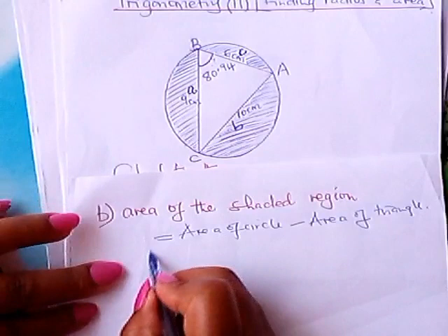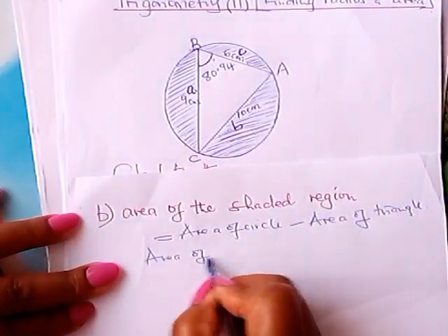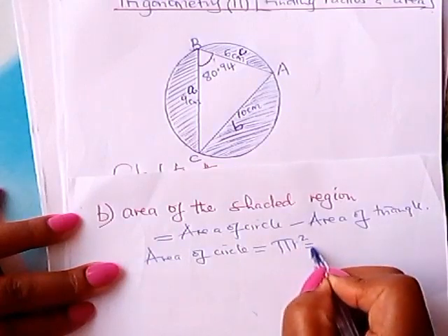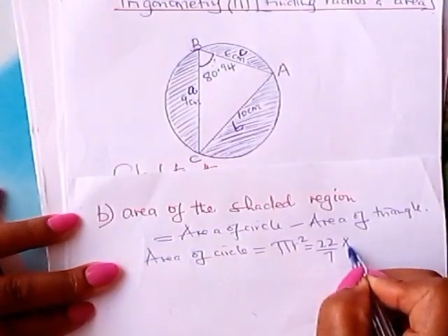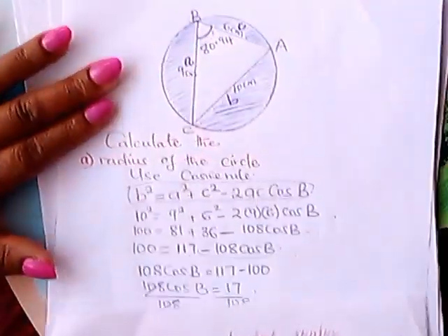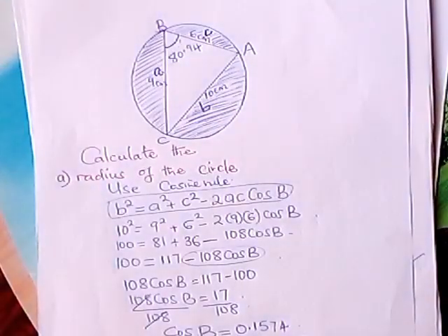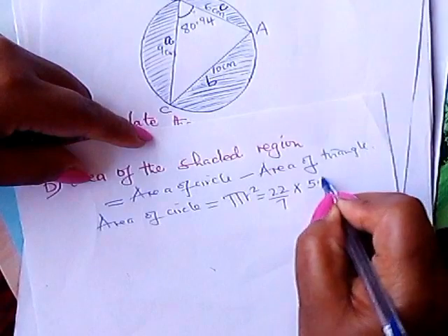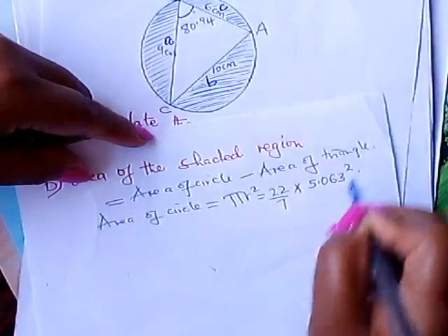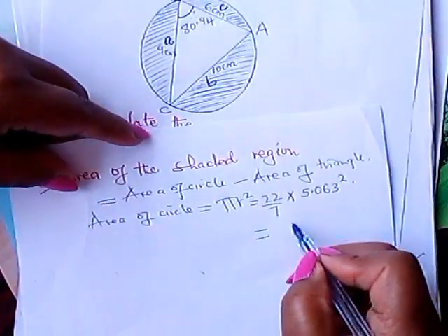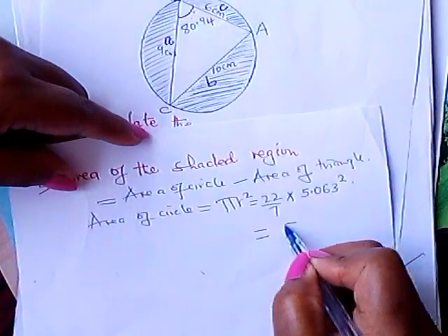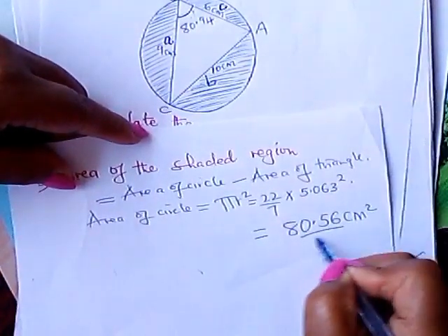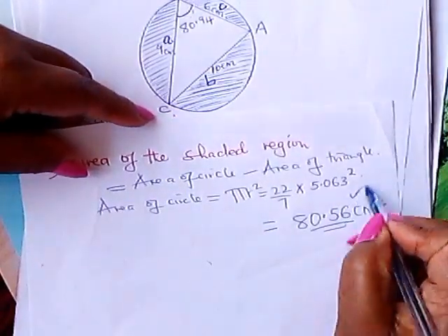And therefore, what is the area of the circle? Area of the circle, learner, is pi r squared, which is 22 over 7 times our radius. Our radius was what, learner? 5.063. We have already calculated it. 5.063 squared. This gives us what? Use a calculator and you should get 80.56 centimeters squared. That is the area of the circle.